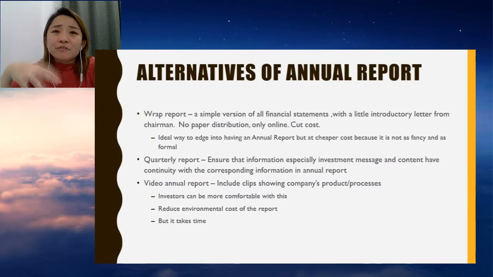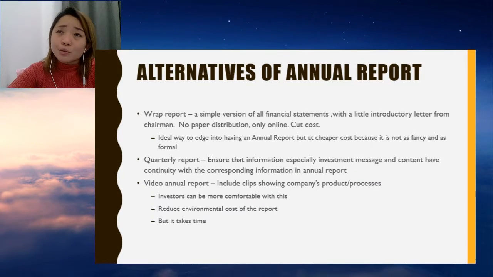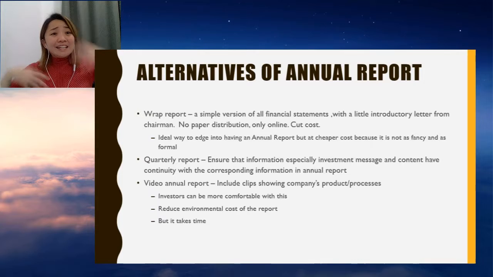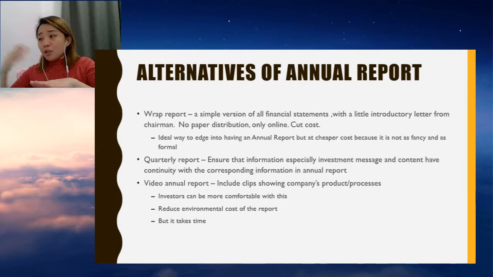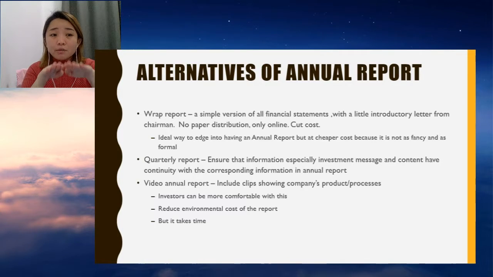And why do you have to do a quarterly report? Because sometimes, whatever is happening in January, imagine if you only come up with an annual report, that means your investors will only find out by December. Obviously they don't have that patience. They need information coming in all the time. I would want to know an update after 3 months, right? So the RAP report and the quarterly report are part of the way they do that. They ensure that information such as investment messages and content has continuity with the annual report. That means it's consistent with the annual report, and is released so that it's faster.